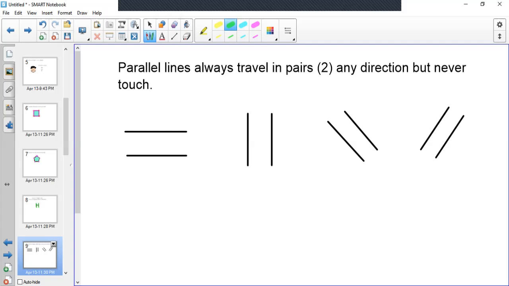So parallel lines, they always travel in pairs, which is two lines, and they go in any direction, but they never touch. And below I have 4 examples of pairs of parallel lines. We have parallel lines, top and bottom, parallel lines running left and right, running vertically, up and down. We have also a diagonal set of parallel lines. All right, let's move on.